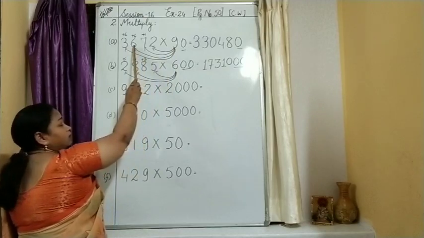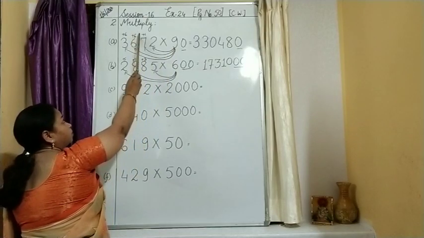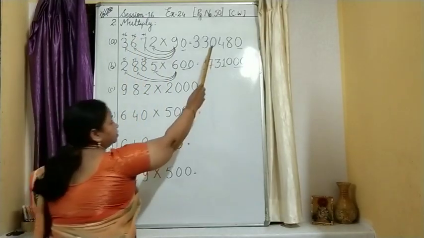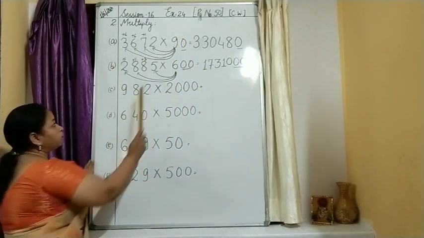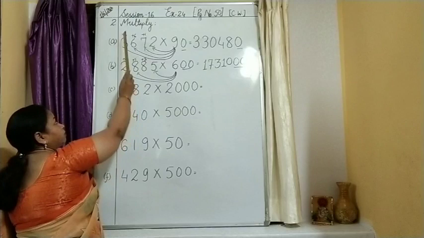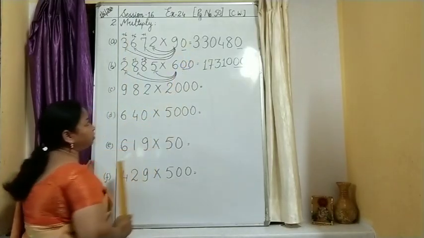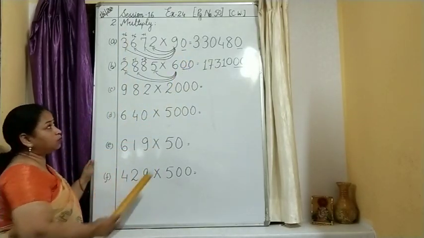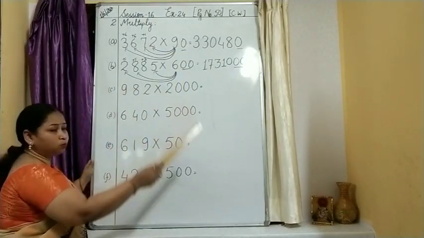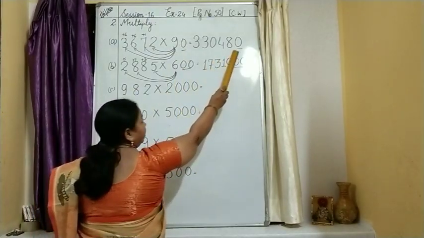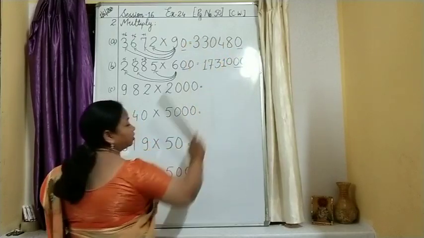9 6s are what? 54. 54 plus 6, 60. 0 over here and 6 carried to the number before. Then 9 3s are 27 plus 6, it is 33. Now what about the 0 which I have already ignored? Now this will occupy the place in the answer to the extreme right of it.